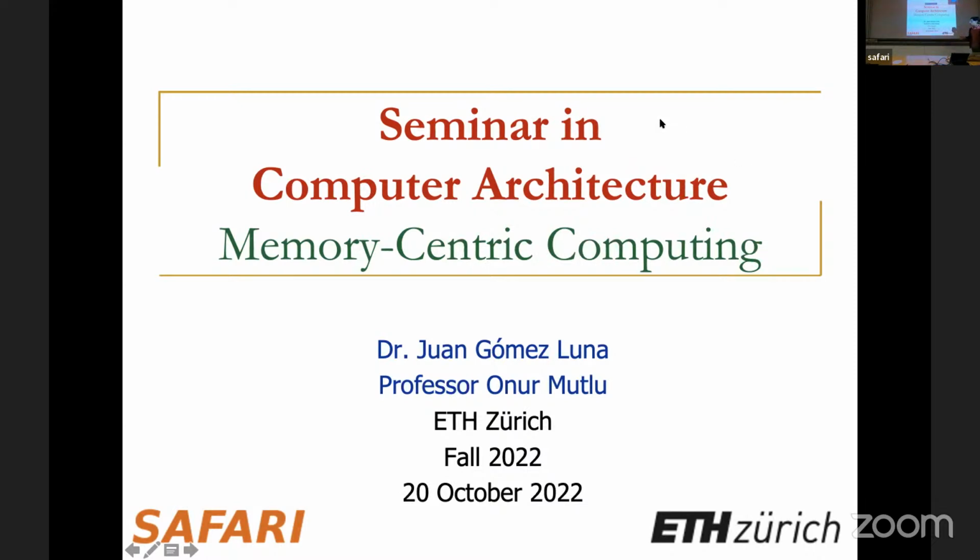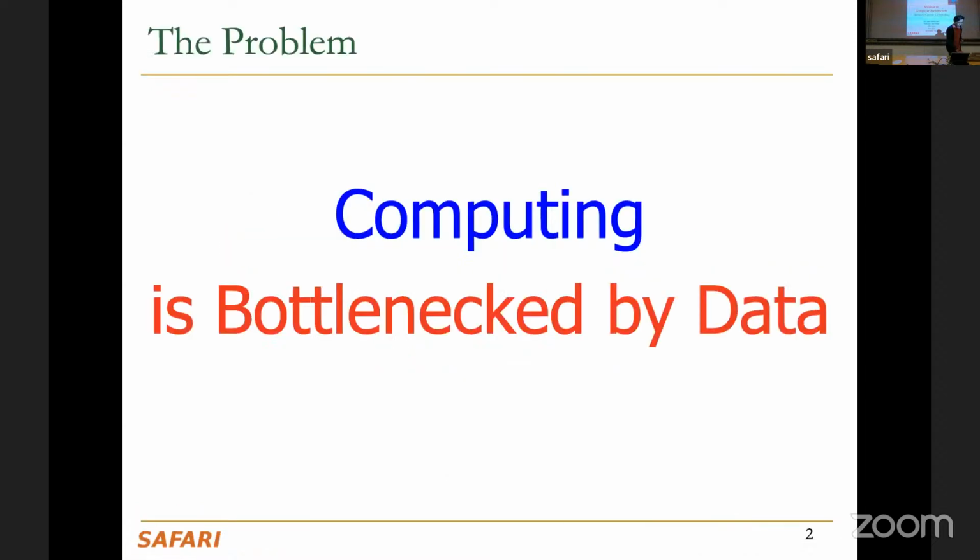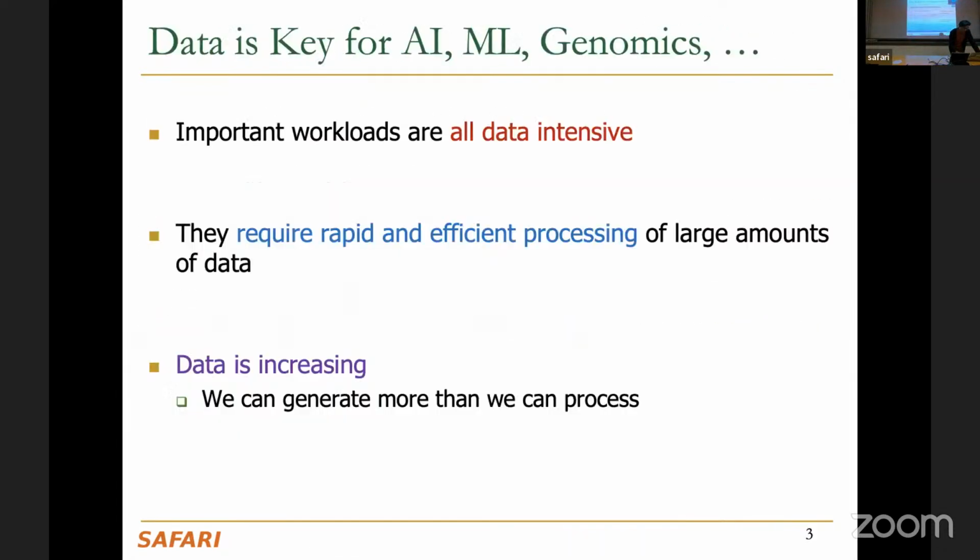So yeah, let's start. As I said earlier, today we are going to talk about memory-centric computing. These are systems that solve one of the key problems, if not the biggest problem that we have today in computing systems. And this is the problem. Computing is bottlenecked by data. We are going to, first of all, motivate and explain what this means and why this is happening. And then we will start discussing potential solutions to this bottleneck and this problem.